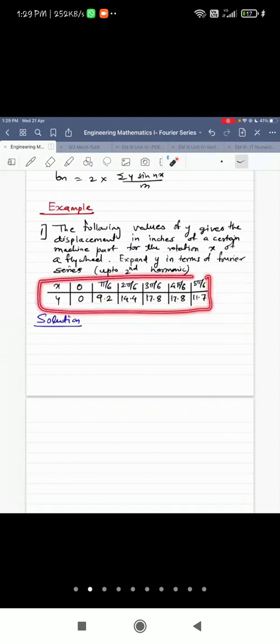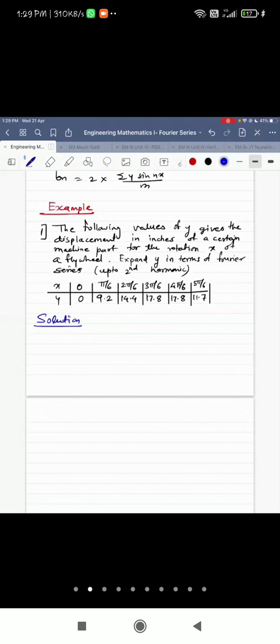Okay. Now, what we have to do? We have to first consider the interval. So here the interval is 0 to pi, and that we have to compare with 0 to 12, right? So 12 equal to pi implies L equal to pi by 2. This part must be clear to you. Is it clear to all?